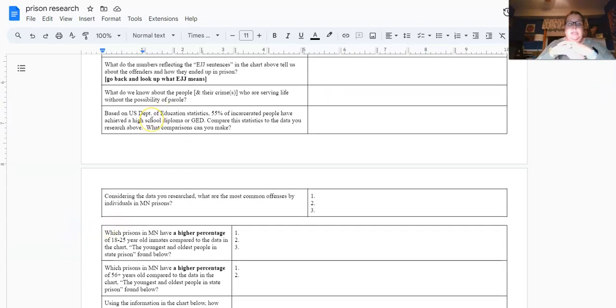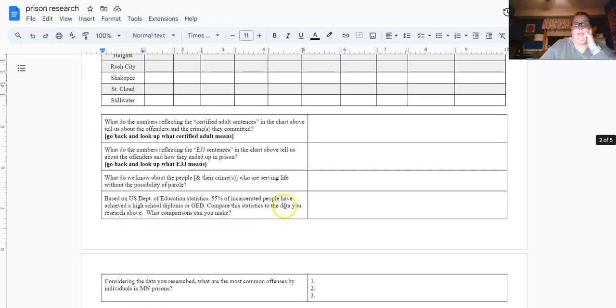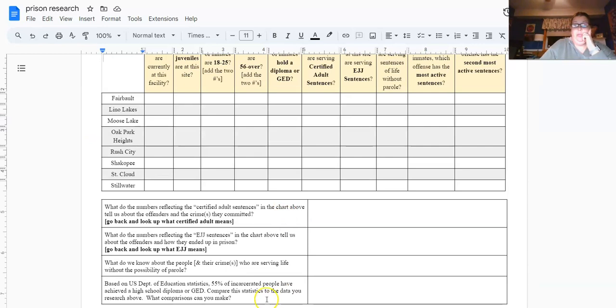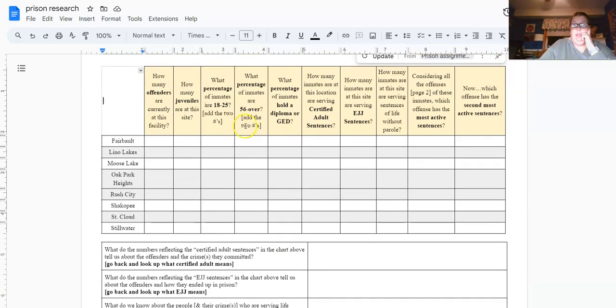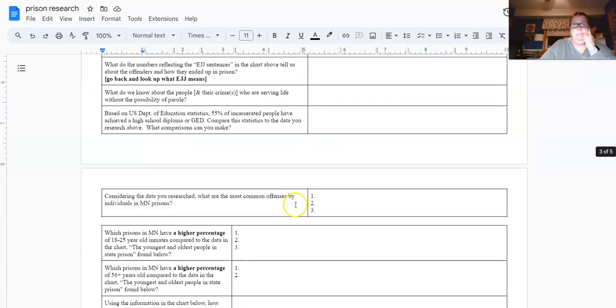Next question says, based on the U.S. Department of Education statistics, 55% of incarcerated people have achieved a high school diploma or GED. Compare this statistic to the data you researched above. What comparisons can you make? So this one is going to look at what percentage of inmates hold a diploma or a GED.